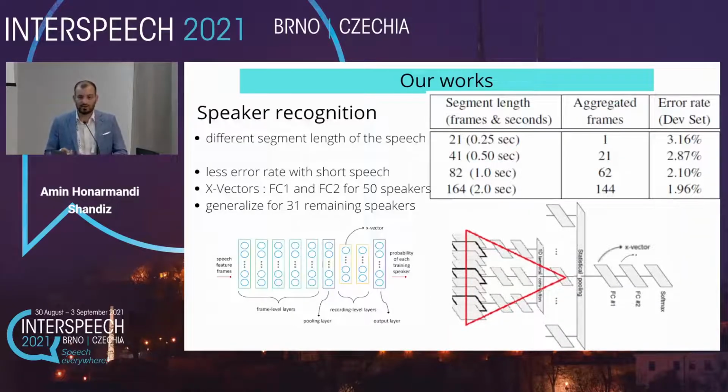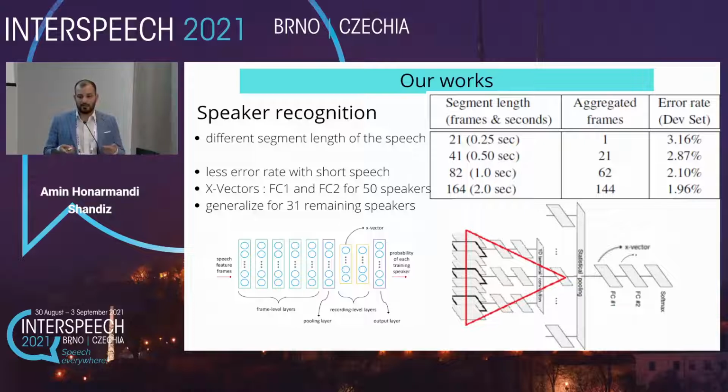So for speaker recognition, we have 50 speakers, and each speaker has different session utterance recordings. We cut them to 2 seconds, and then we have 50 speakers and 31 later for generalization. We implemented speaker recognition and considered different segment lengths, for example from 21 to 164, which is the whole utterance segment length. Then we saw that for each utterance we can have a lower error rate for speaker recognition.